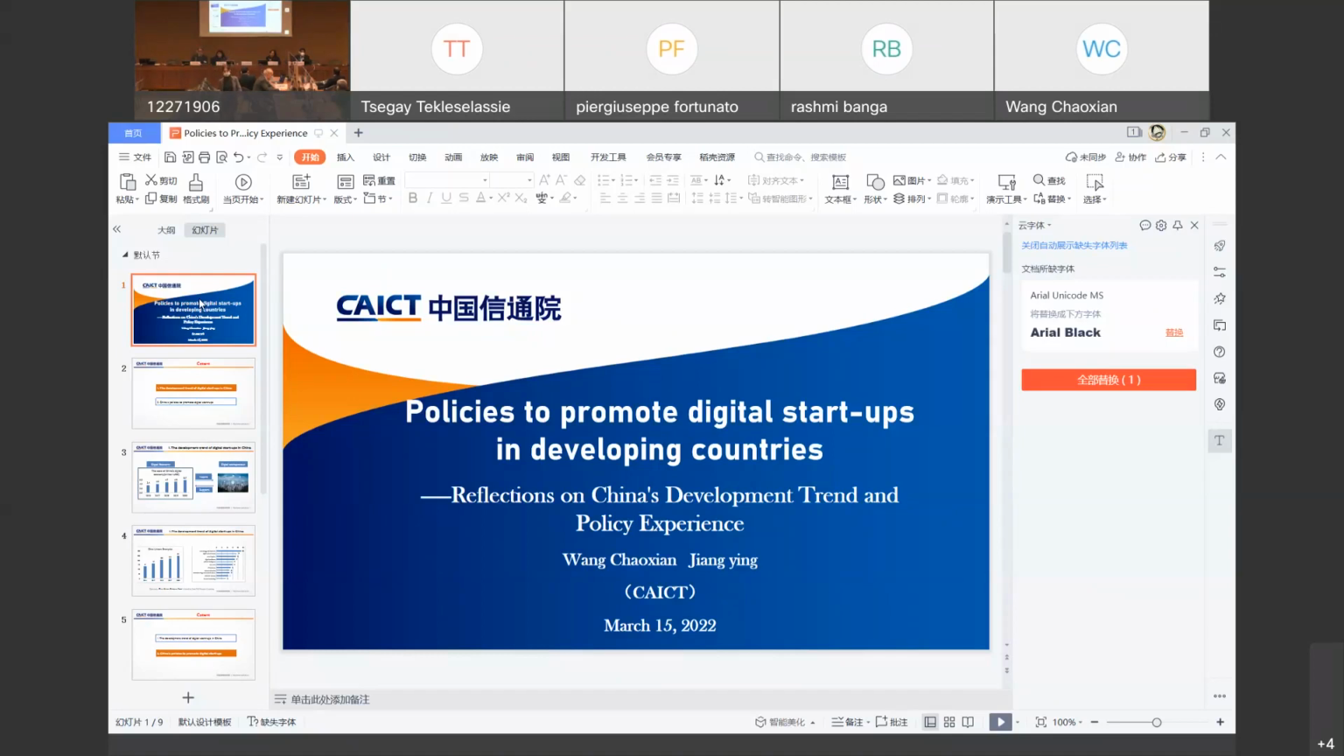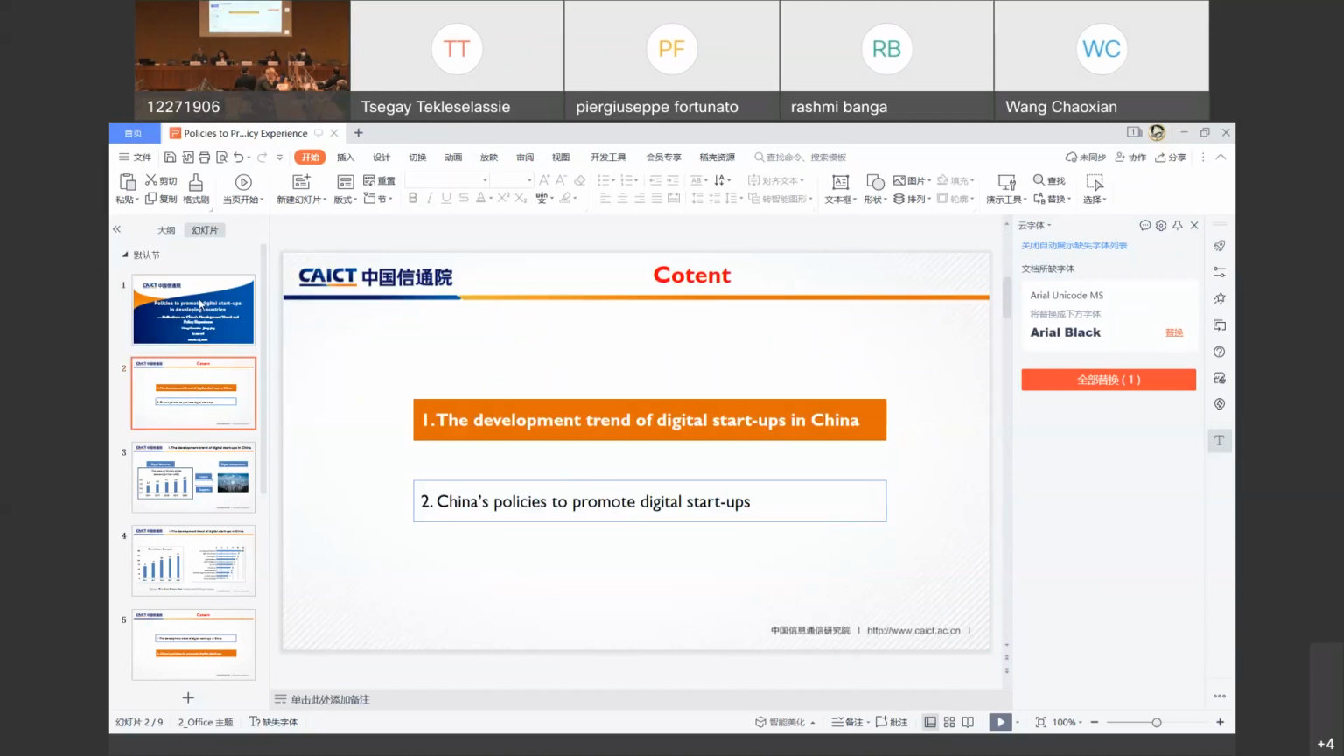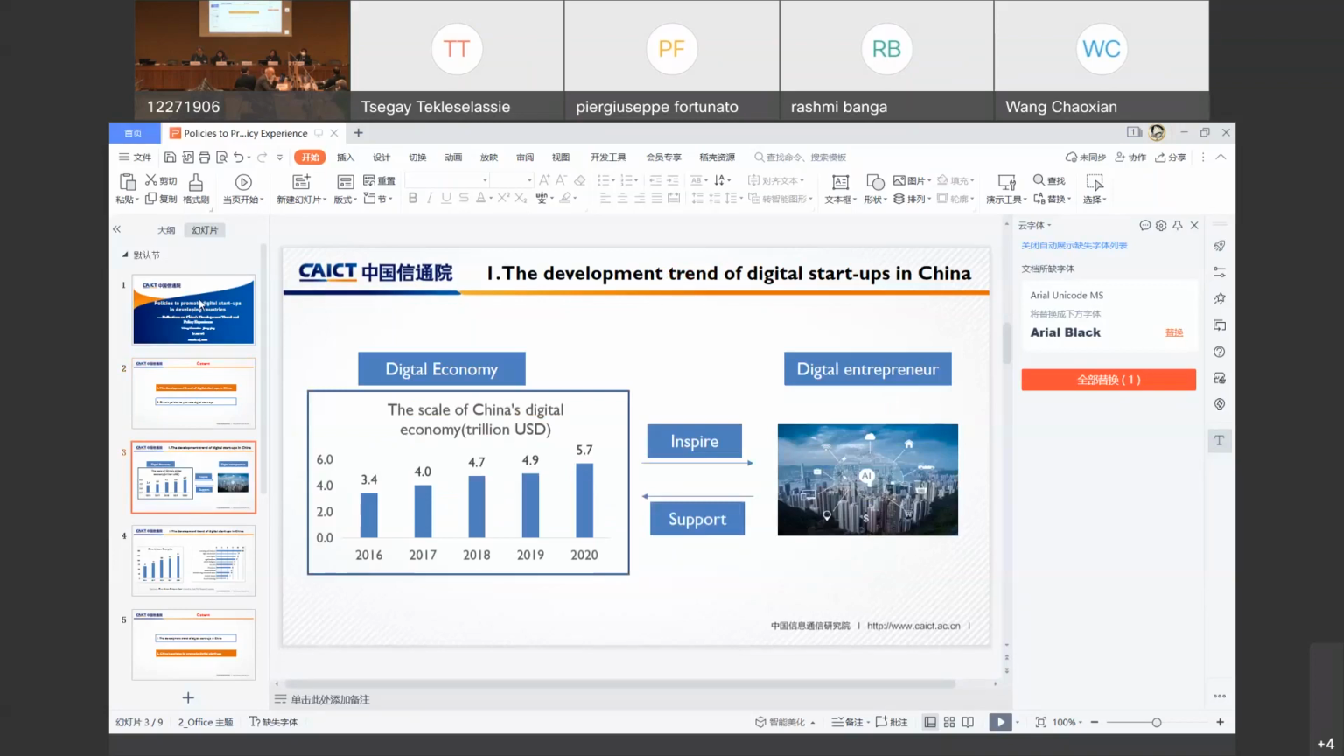Just experts from Ethiopia summarize the experiences of digital transformation in China. Yeah, that's very accurate. And I will focus on digital entrepreneurship in China from another perspective. So my presentation today contains two parts. First is the development of digital startups in China, and the other is the analysis of China's policies to promote digital startups. So let's start with the first one.